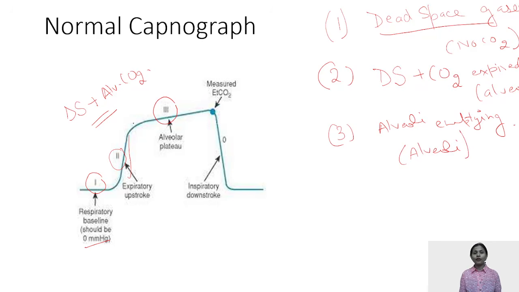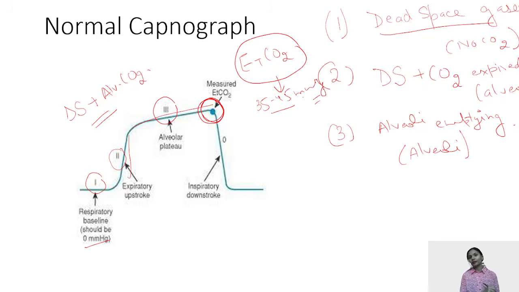The end of phase 3, when phase 3 is finishing, is the highest measurement of CO2, known as your end tidal CO2, which also comes in numerical form. The normal value of EtCO2 is 35 to 45 millimeters of mercury. And eventually we have phase 4, which is the inspiratory phase, in which we have a downstroke, and finally our graph touches the baseline again, and this is formed with every breath.